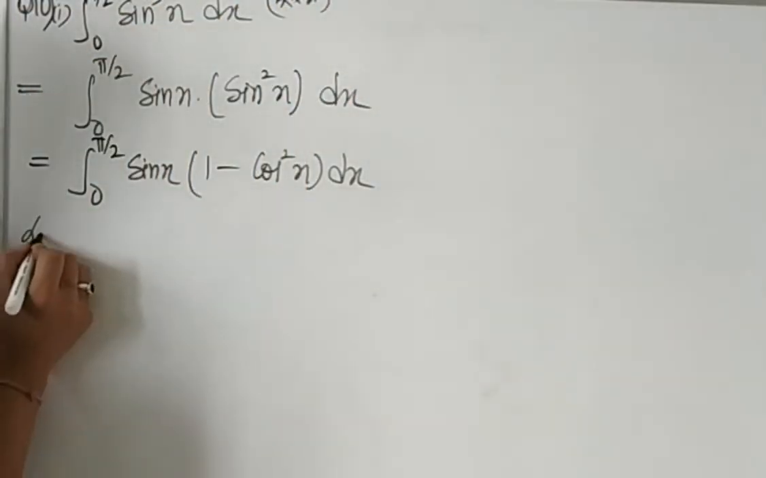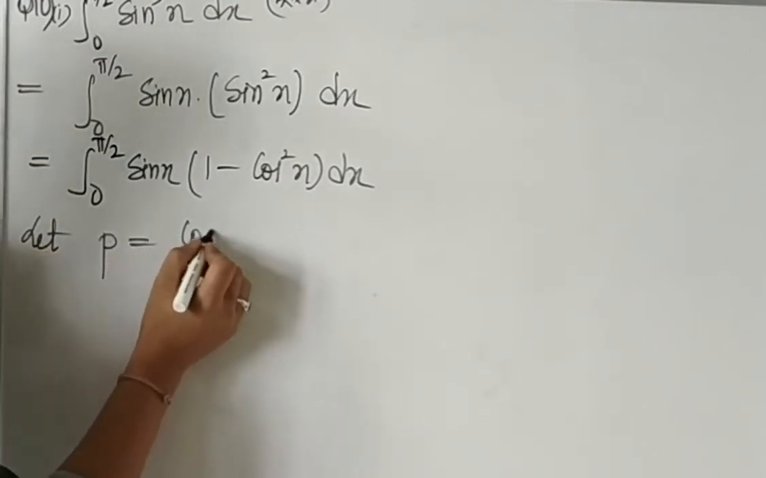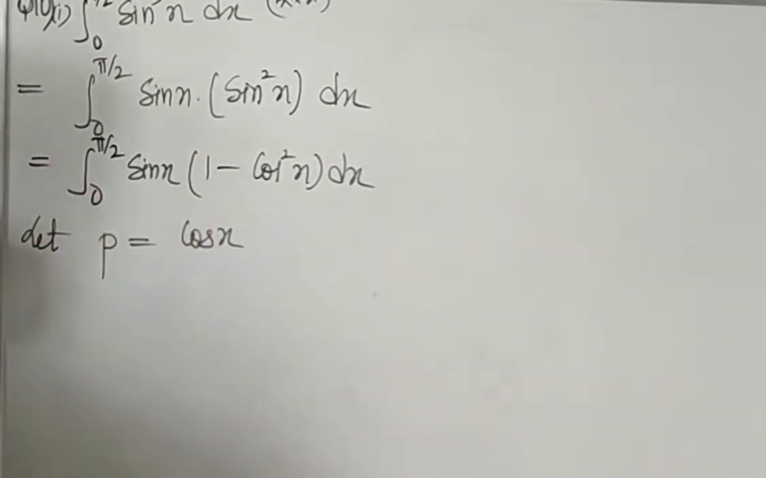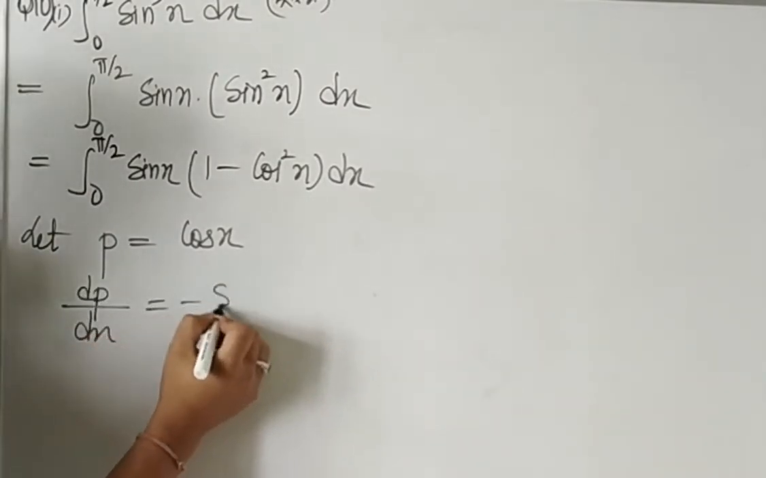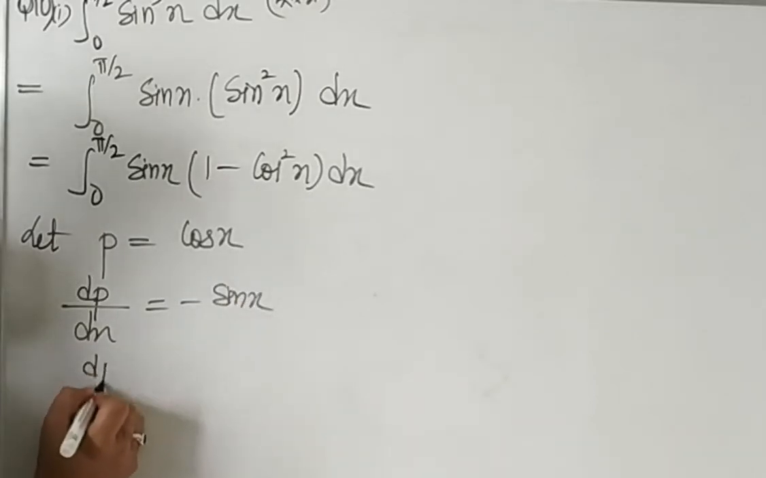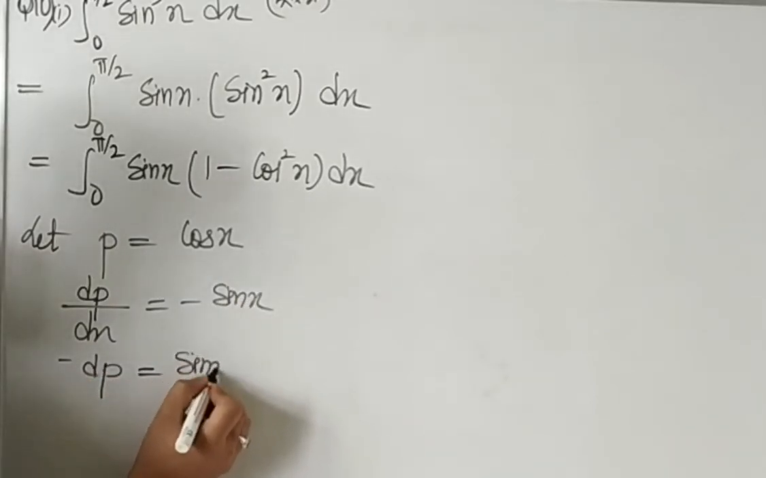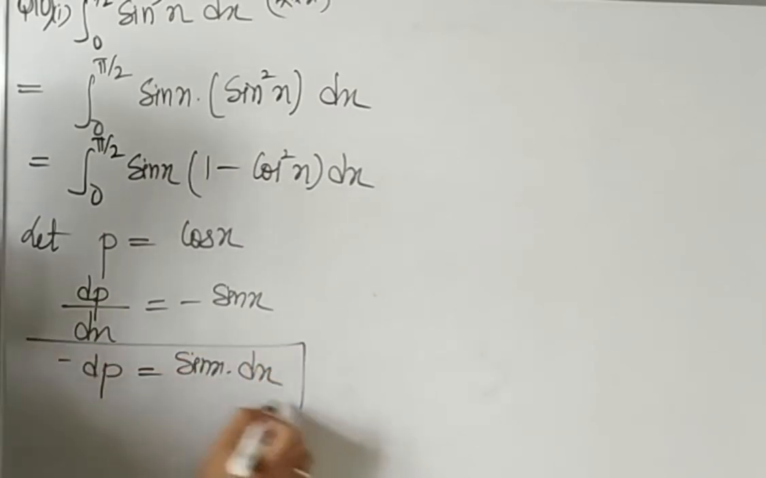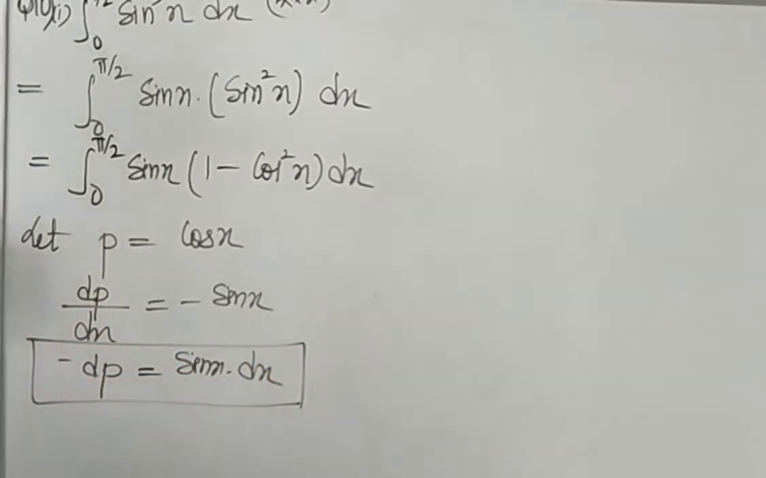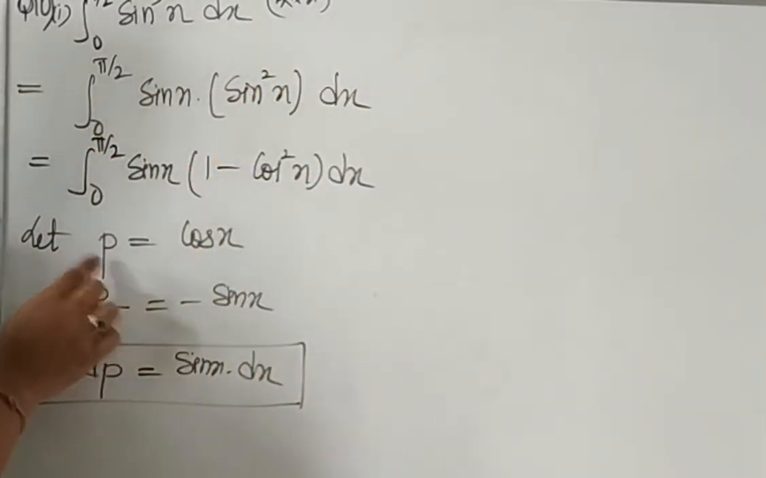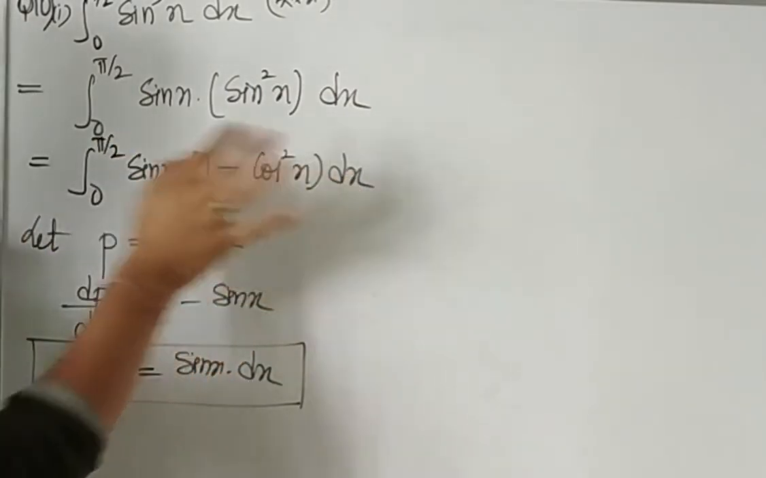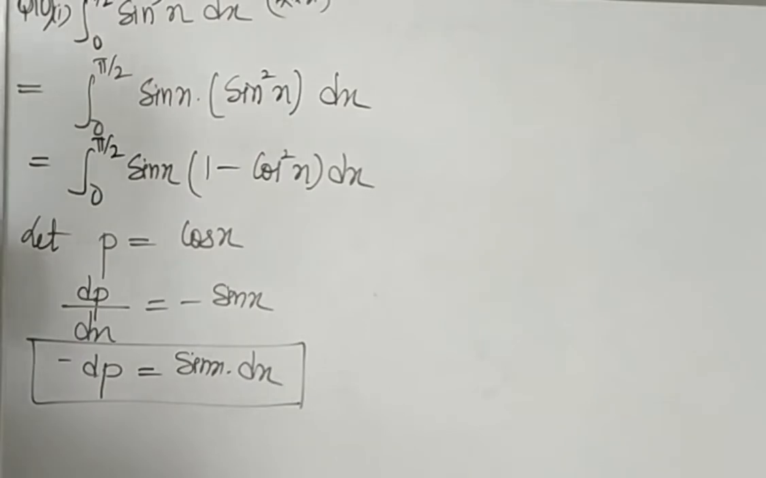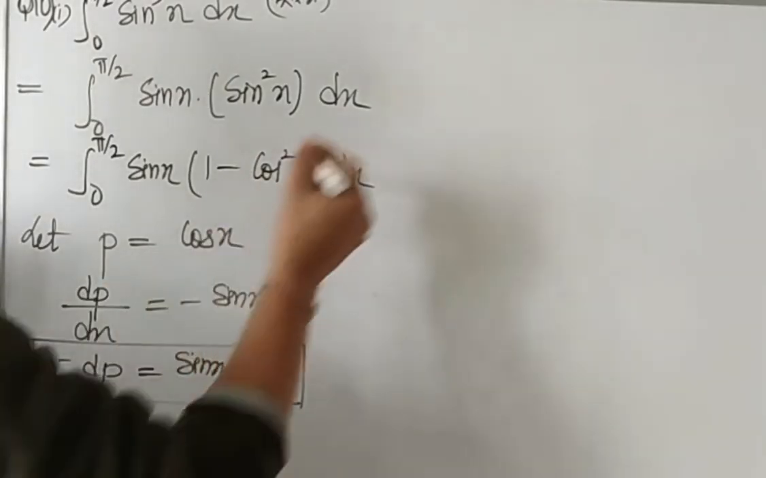So let us assume that p equals to cos x. So we know the rule. After assumption, we have to differentiate: dp by dx is equals to minus sine x. So therefore, minus dp is equals to sine x into dx. Okay, but yes, don't forget, now I am changing the integral from x to p. This 0 to pi by 2 was the limits of x. 0 to pi by 2 is the limit for x, but when I am changing to p, the limits will also be changed. Okay, so hence we need to find the new limits.